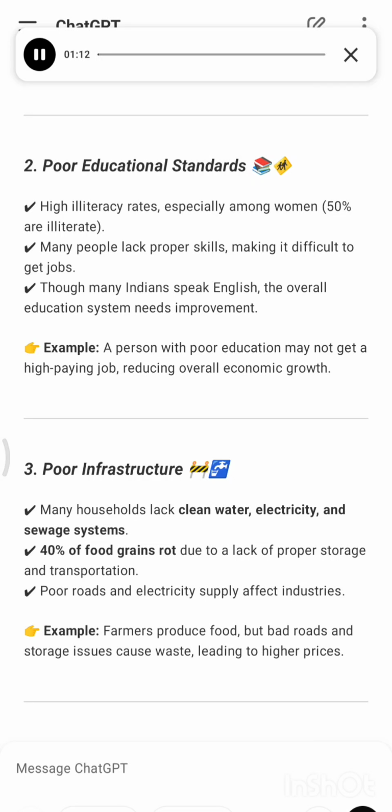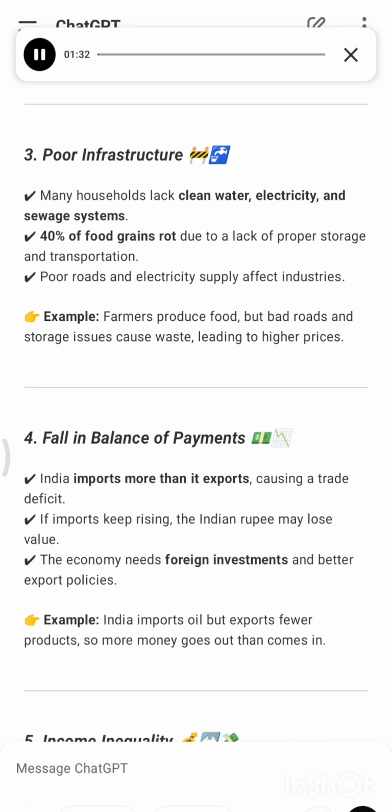3. Poor infrastructure. Many households lack clean water, electricity, and sewage systems. 40% of food grains rot due to a lack of proper storage and transportation. Poor roads and electricity supply affect industries. Example: farmers produce food, but bad roads and storage issues cause waste, leading to higher prices.